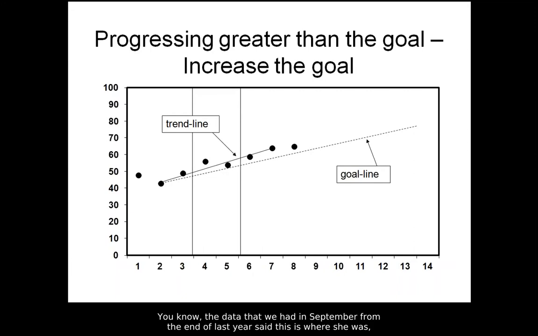The data that we had in September from the end of last year said this is where she was, but as we start monitoring progress within the 7th grade classroom, Kelly has made some gains over the summer, whatever came together for her, and all the data shows she's above it. We're going to get the IEP team together, whether it's an amendment or we want to call the team together, perhaps if it's a behavior goal, and we're going to want to increase the goal. All the data says that she's here, she's met it. How do we increase that goal? How do we make sure that she continues to learn?